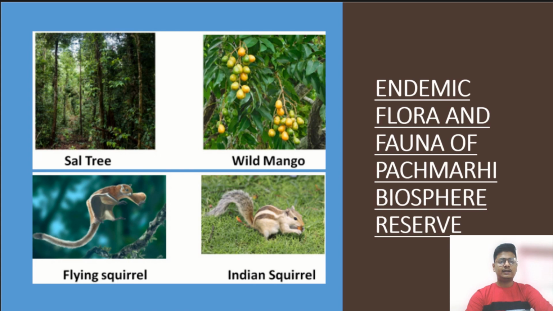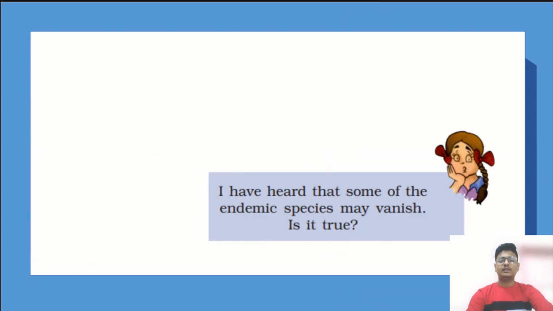See the sal tree, wild mangoes, flying squirrel, Indian squirrel. Okay, these are found only in Pachmarhi Biosphere Reserve. Flying squirrel, Indian squirrel, wild mango and sal tree. Now there is a girl known as Paheli. So she heard that some of the endemic species may vanish. Is it true? Write down this answer in the comment section. Till then, let me tell you, is it true or not?